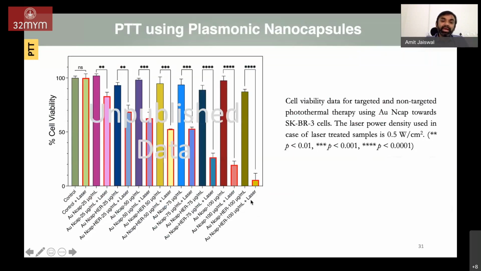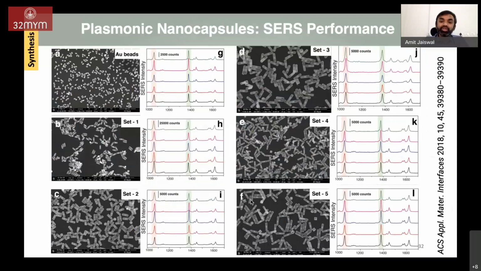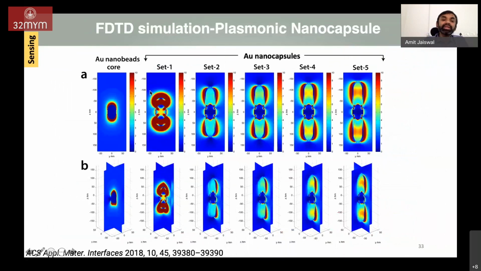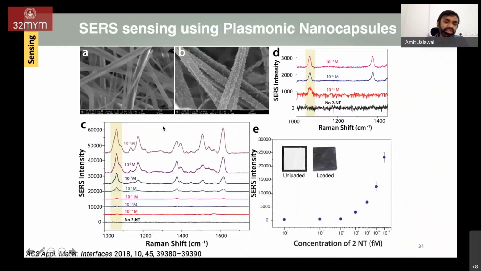Again, as I mentioned, this has an intrinsic electromagnetic hotspot. It can be used for SERS application. This slide shows the SERS performance of these nanostructures, where the set one, which is the smallest size of nanostructure, has the best SERS performance and can be used for SERS imaging. This is the FDTD simulation data clearly demonstrating the intense electromagnetic field around the nanostructure. And again, we use it for some sensing applications, so I'm skipping this.